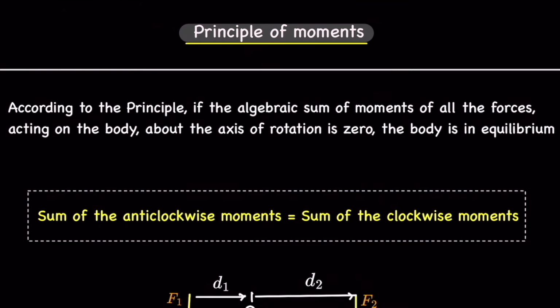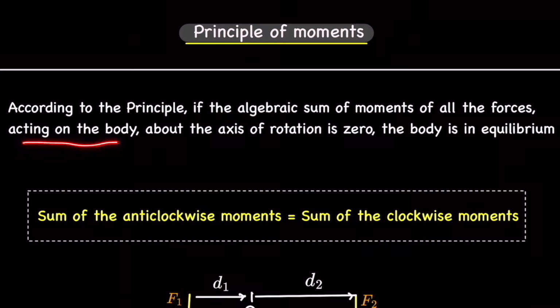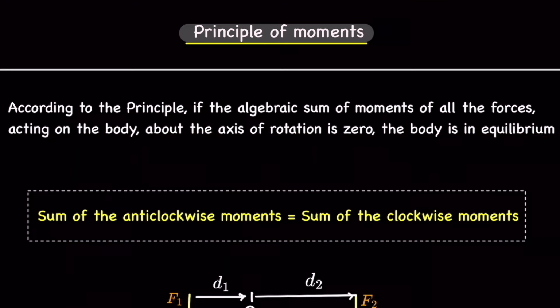Now we'll study our next topic, the principle of moment. This topic is very important from the numerical point of view. Definitely a 3 to 4 mark question comes based on this principle. What this principle says: if the algebraic sum of the moments of all the forces acting on the body about the axis of rotation is 0, then the body is in equilibrium. As I told you previously, when the net moment of force is equal to 0, the body is in rotational equilibrium, meaning the body is not rotating. So this is called the principle of moment.